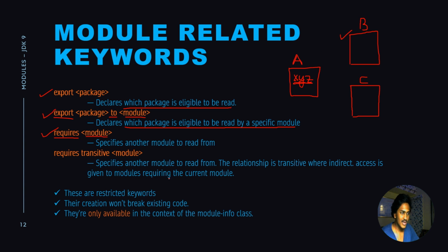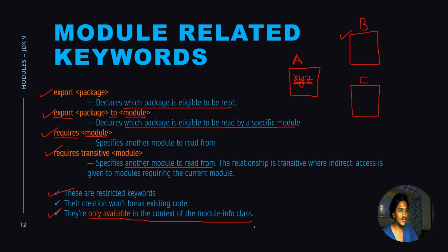And then there is requires transitive module, which specifies another module to read from, where the relationship is transitive and indirect. Access is given to the modules requiring the current module. We'll discuss this in some other video because it is a totally different thing and you won't really need that much of it. But what are the facts that we need to know about this? These are restricted keywords and they are only allowed to be used in the context of the module-info class. Yeah, that is true.